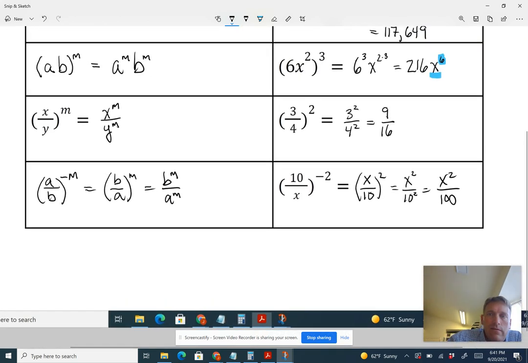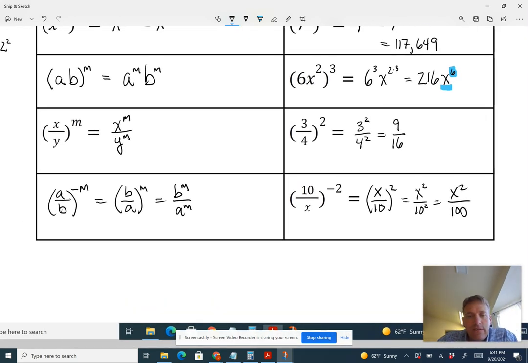All right, there you go. You're going to have a chance to practice some of those properties on your own. Good luck, and have fun.